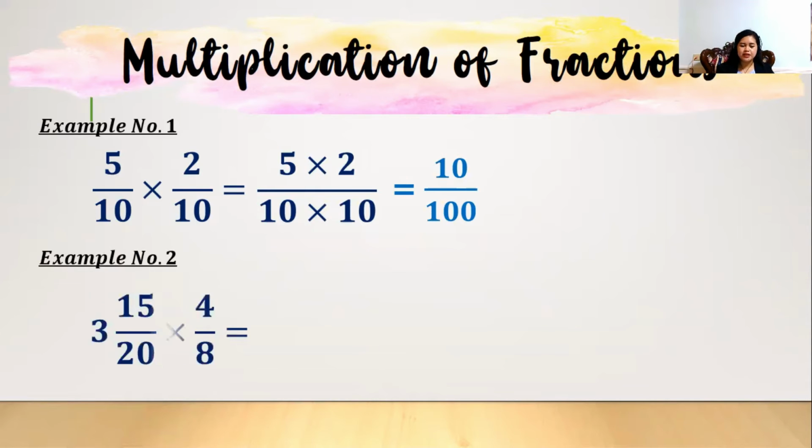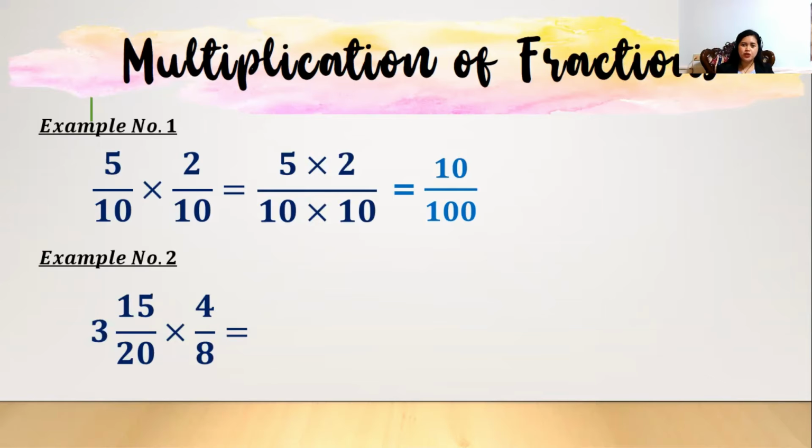Another example is this one, where we multiply a mixed number and a fraction. It is somewhat tricky in this part, because, the same as in adding and subtracting fractions, we first need to convert the mixed number into its corresponding improper fraction. Again, it is the same.